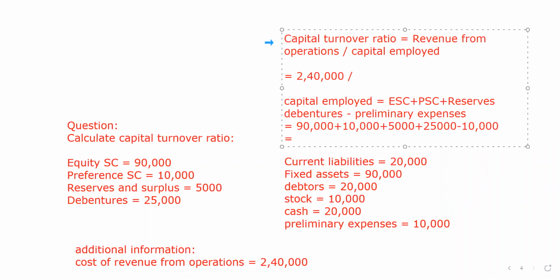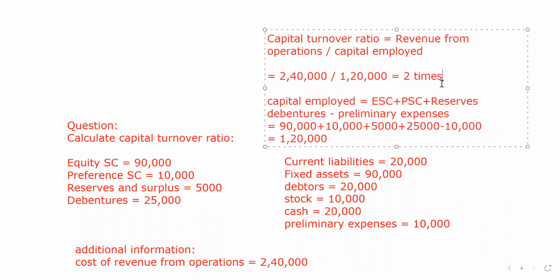So capital employed will be 1,20,000. So 2,40,000 divided by 1,20,000 is equal to 2 times. Okay. So cost of revenue from operations divided by capital employed of 1,20,000 comes to 2 times. That will be the capital turnover ratio for this company.